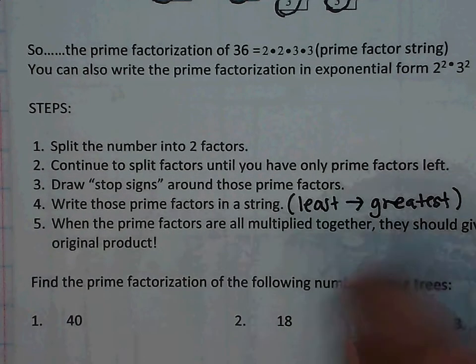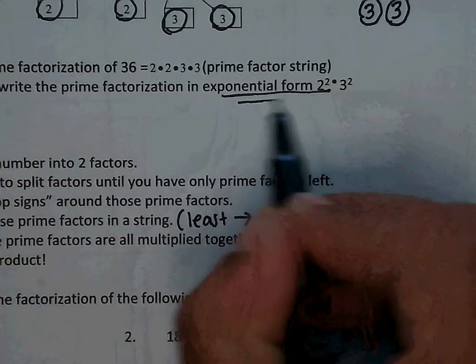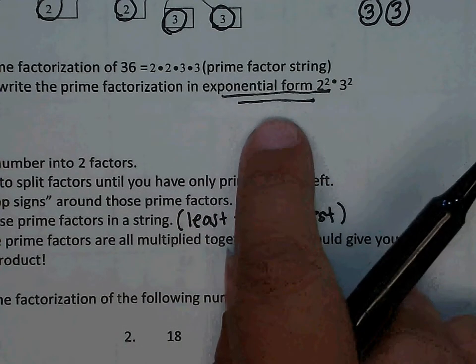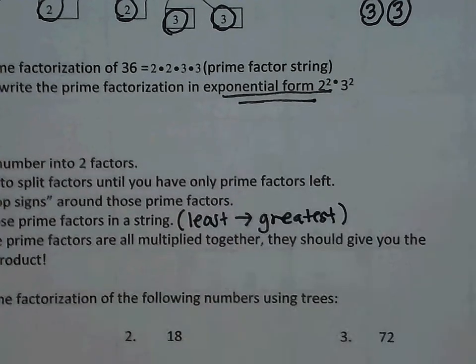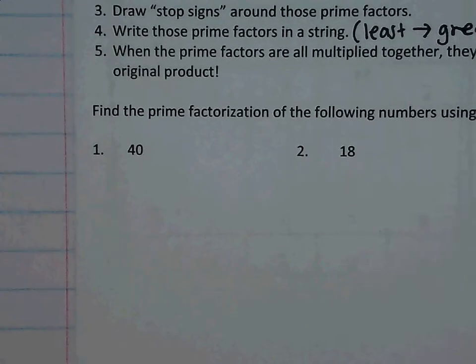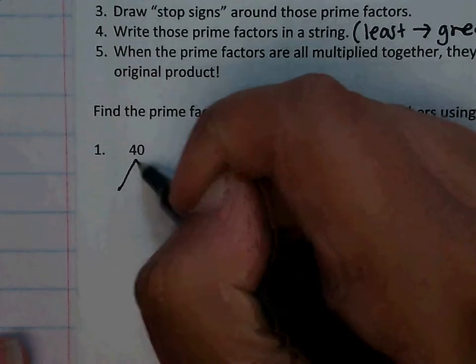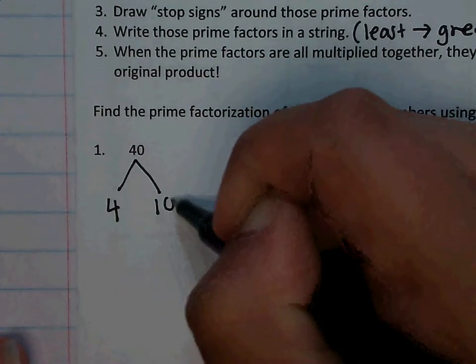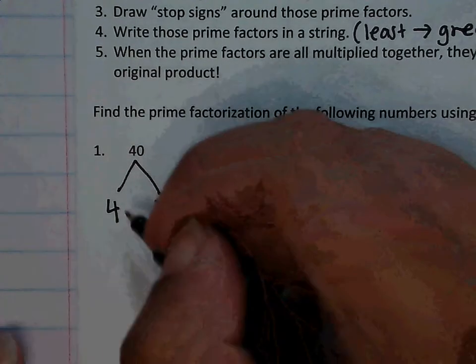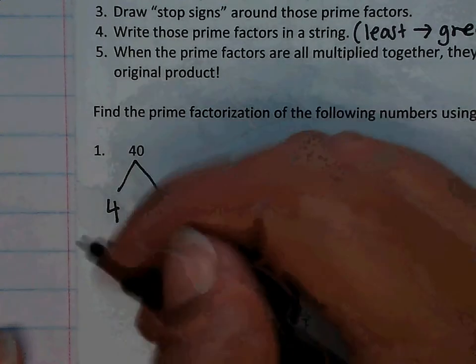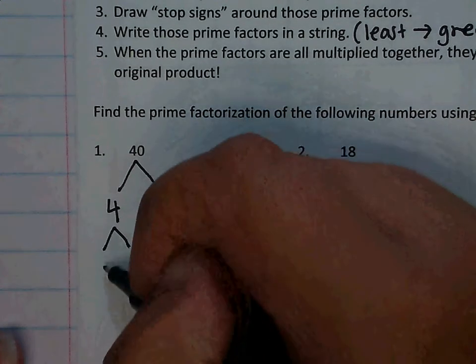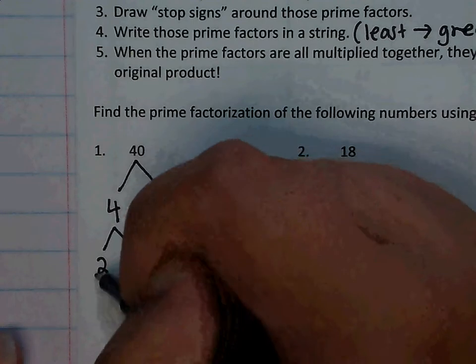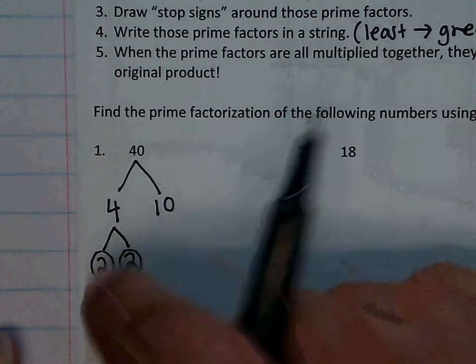Okay. Another thing I want us to practice is to put it in exponential form. This will be a good extra step for us to do. So let's start with 40. 40, I'm going to break down to 4 and 10. Could you have broken it down to 2 and 20? Absolutely. But I'm going to choose 4 and 10. 4 I can't circle because it's not prime, so I'm going to keep going. So 4 can be broken down to 2 and 2. Prime, prime, so I can stop there.